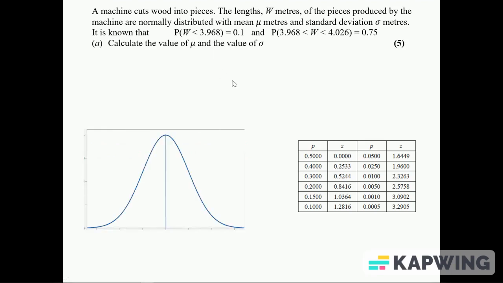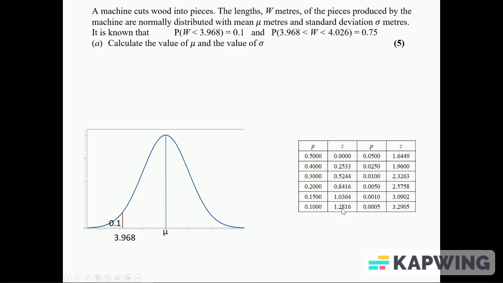Anyway, it says a machine cuts wood into pieces. The length W is produced as normally distributed with mean mu and standard deviation sigma. It tells us that the probability that W is less than 3.968 is equal to 0.1. So I've got my mu in the middle there. Here's 3.968. That area is 0.1.